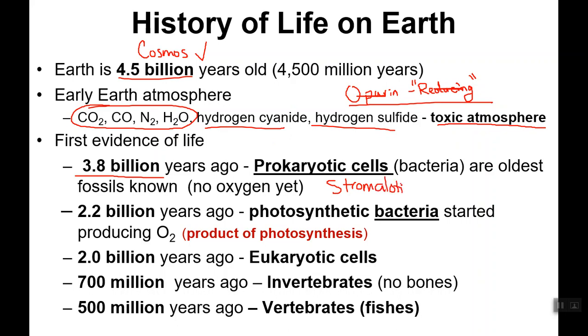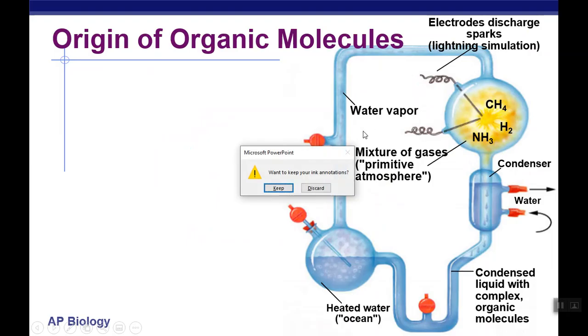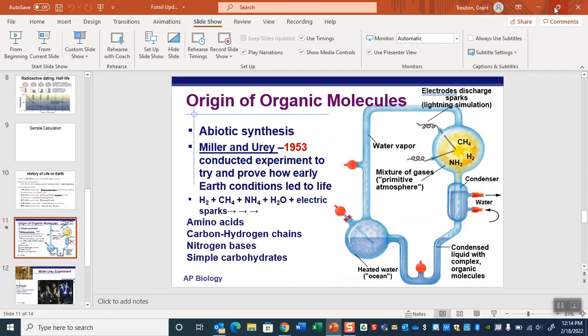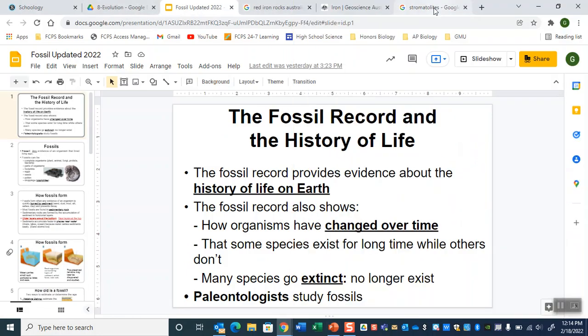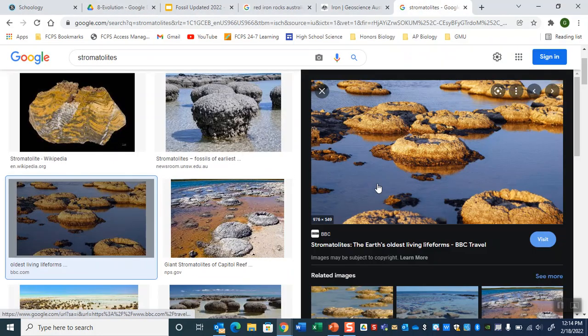Stromatolites. And stromatolites are our oldest fossils of bacteria in an environment when there was no oxygen. I'm going to show you a picture of what stromatolites look like. And this is just a quick Google search. Google stromatolites. They look like little rock structures kind of coming out of shallow bodies of water. But they are our oldest living life forms. They are the oldest fossils we have, and we've dated the rock and the surrounding rock. They are 3.8 billion years old.